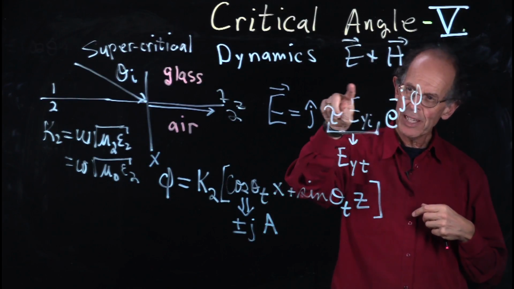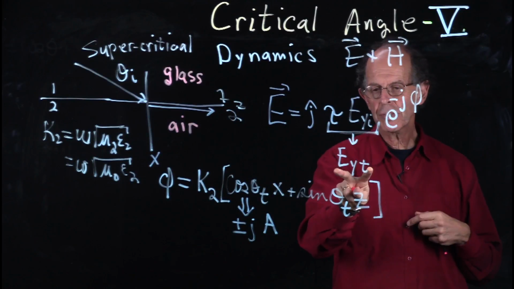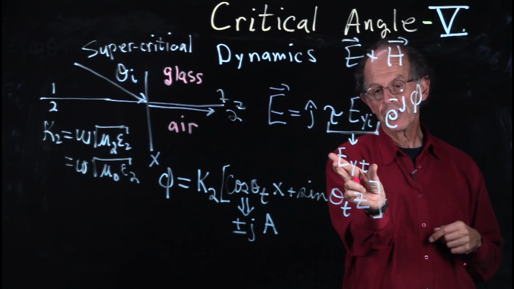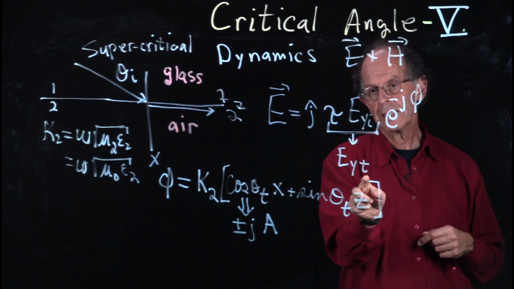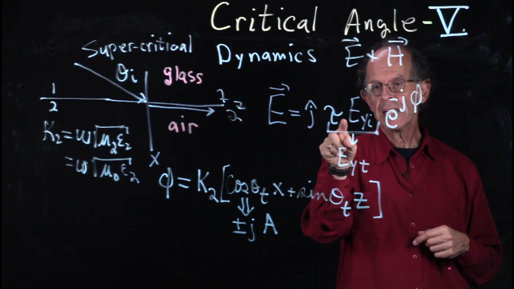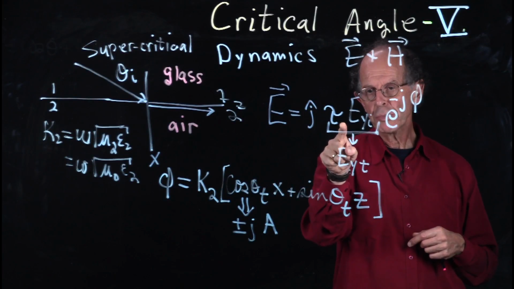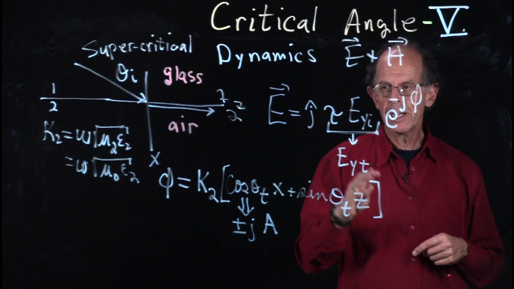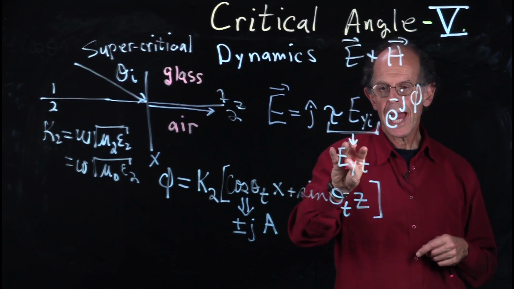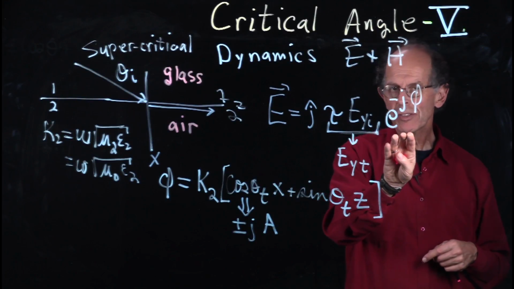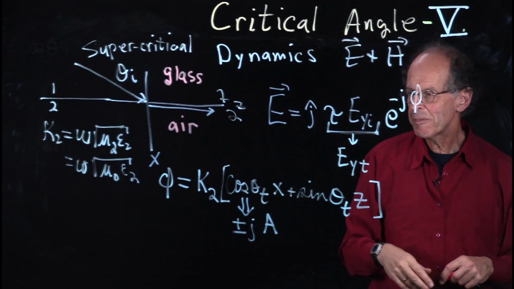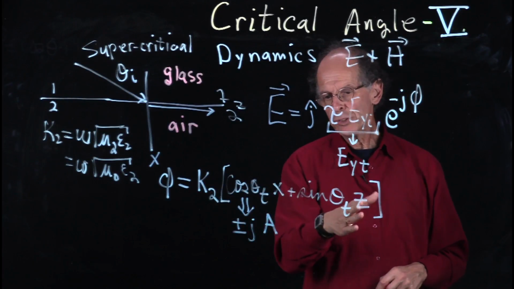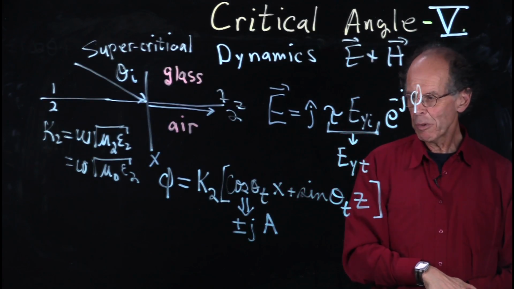Now we have the amplitude. The amplitude is a scalar. It could be complex, but it's a scalar number, E_yT. E_yT is tau, the transmission coefficient, times the incident amplitude, as we saw previously. Direction of vibration, amplitude, and the phase. The phase is e to the minus j phi, and phi is this classic expression here that we've seen a number of times before.